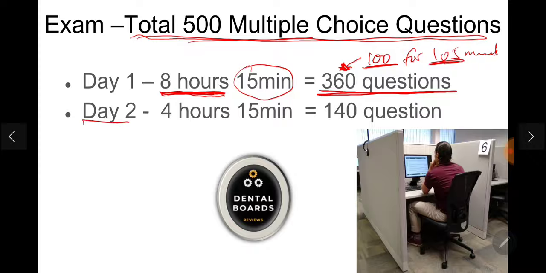And on day two, there are 4 hours. Again, 15 minutes is only for you to read the instructions. It's not included in starting the exam. So 4 hours and 140 questions, and these are going to be case based. They are divided into 70. All this information is included on the ADA website, in the INBDE manual. So make sure you review that PDF manual.